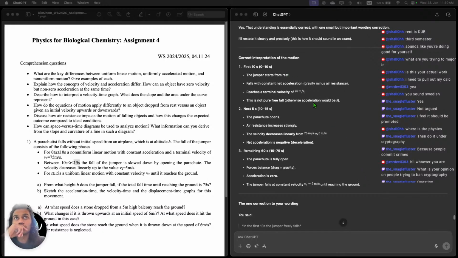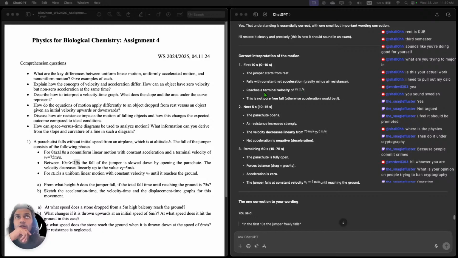Correct interpretation of the motion: it reaches the terminal velocity of 75. This is not pure free fall, otherwise acceleration would be g. It falls with constant net acceleration, gravity minus air resistance. Where did they say that?